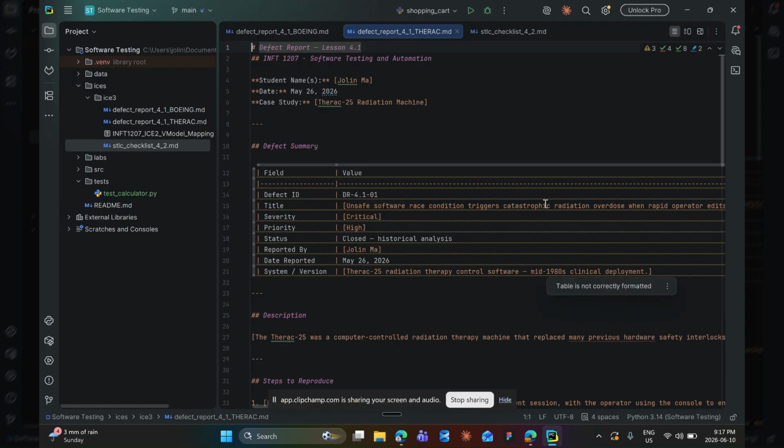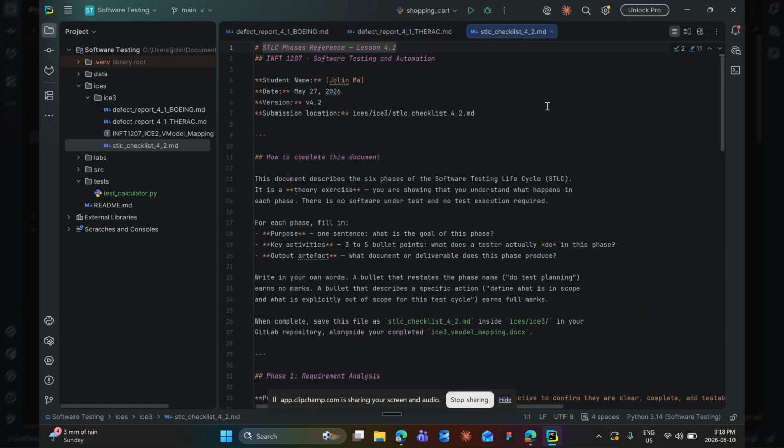Both cases share the same pattern. The defect starts before the code exists: in the requirements for Boeing, in the design for Therac. Both systems passed their tests. Both had warning signs that were dismissed. That's not bad luck. That's what happens when the testing process doesn't ask the right questions.